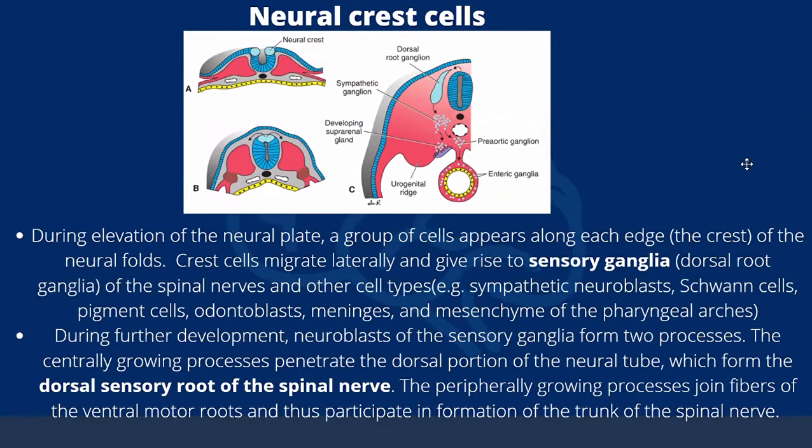The neural crest cells. During elevation of the neural plate, a group of cells appears along each edge, the crest of the neural folds. Crest cells migrate laterally and give rise to sensory ganglia of the spinal nerves and other cell types like sympathetic neuroblasts, Schwann cells, pigment cells, odontoblasts, meninges, and mesenchyme of the pharyngeal arch.